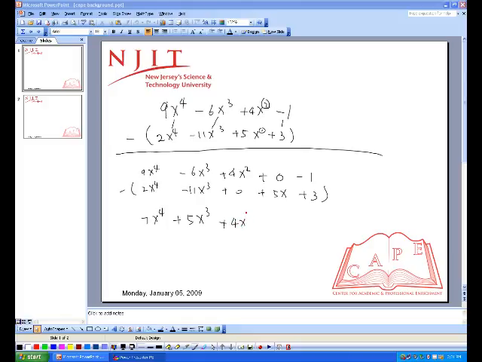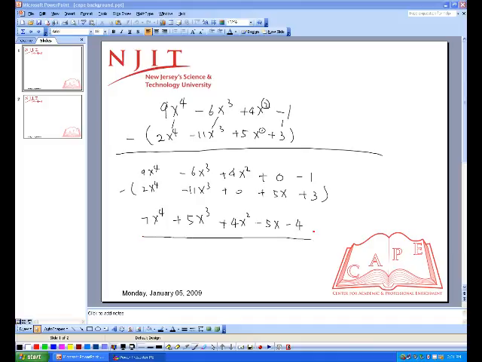4 minus 0 is 4. And here, this is what you have to pay attention to. Well, 0 minus 5. What's 0 minus 5? Well, it's negative 5. Okay, so it's negative 5x. So now here, negative 1 minus 3 is negative 4, and this will be your answer here.